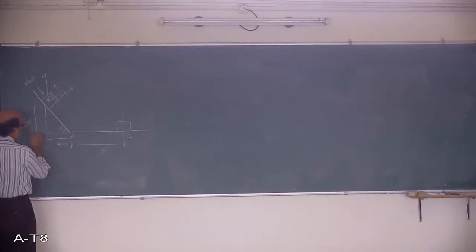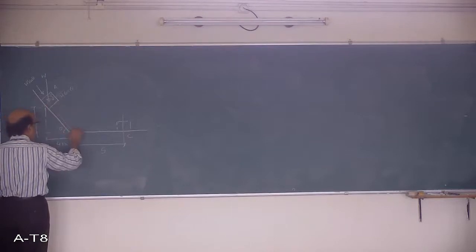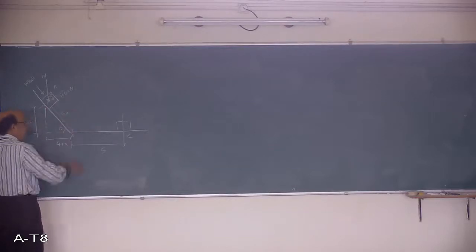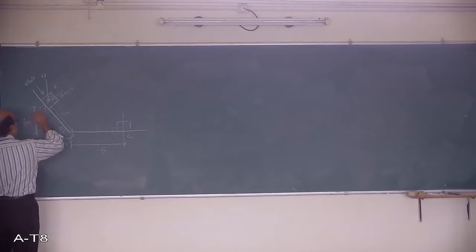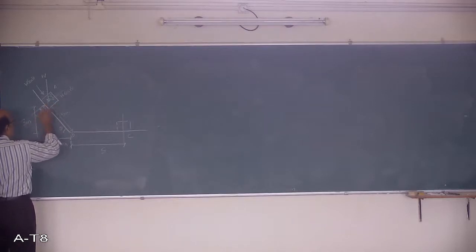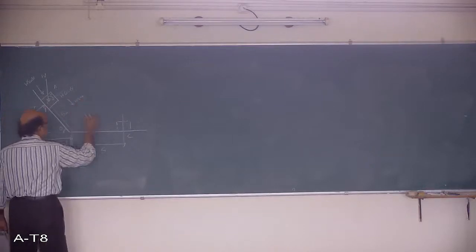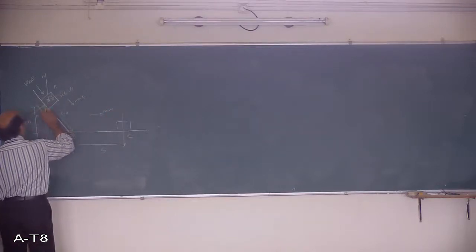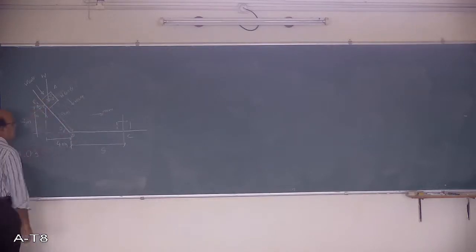This is 3 meter, this is 4 meter, so automatically this distance is 5 meters by Pythagoras, either you can calculate it, or you can directly write. The inclined distance it travels is 5 meters, and there is a normal reaction always perpendicular to the plane. As the block is moving downwards in this direction and then along the horizontal plane, the frictional force will be opposing that. I call it F1 because it is on the inclined plane.